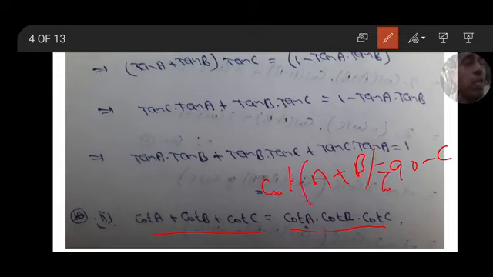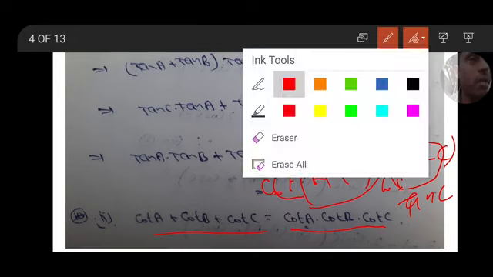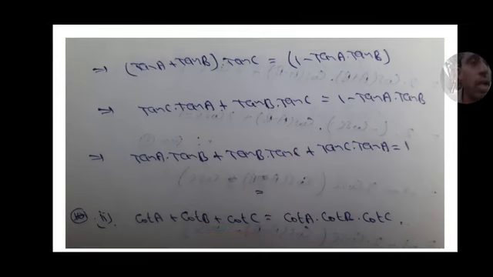Cot of a plus b, cot of 90 minus c. Apply cot of a plus b formula on LHS. Cot of 90 minus c means tan c. Tan c can be written as 1 by cot c, and simplify, cross multiplying, you get the answer. Only, LHS is cot of a plus b, and in RHS cot of 90 minus c.